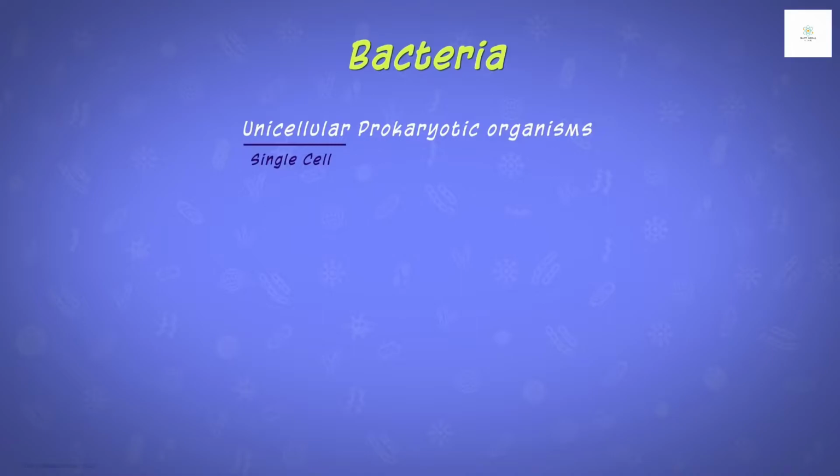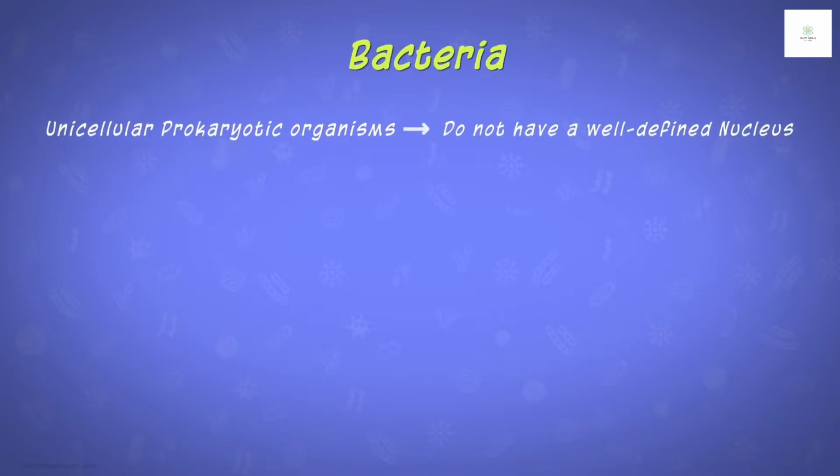And what do we mean by prokaryotic? Well, the word arises from two Greek terms. The term pro means before, that refers to primitive form, whereas the term karyon means kernel or nut, and here it refers to a membrane-bound nucleus. So prokaryotic organisms are those which do not have a proper well-defined nucleus.